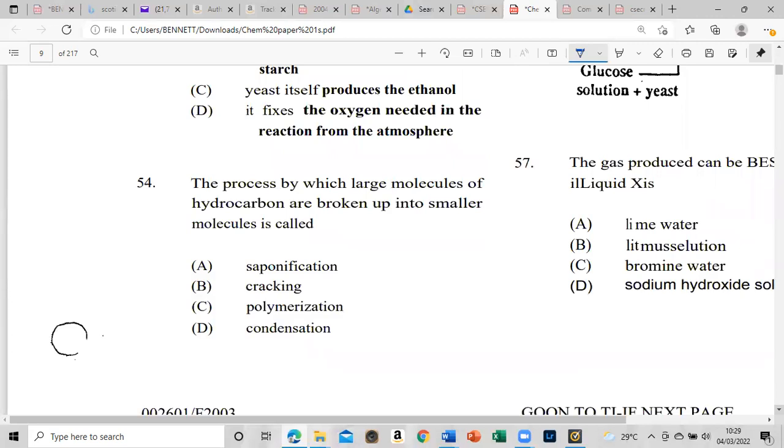Let's move on to 54. The process by which large molecules of hydrocarbon are broken up into small molecules is it saponification, cracking, polymerization, or condensation? And that is cracking. Let's move on to 55.